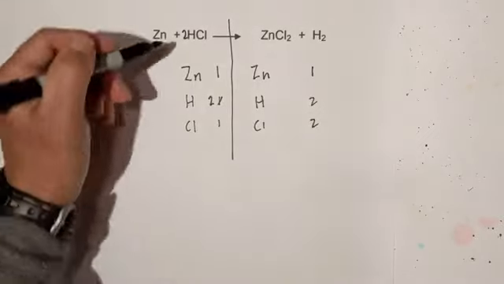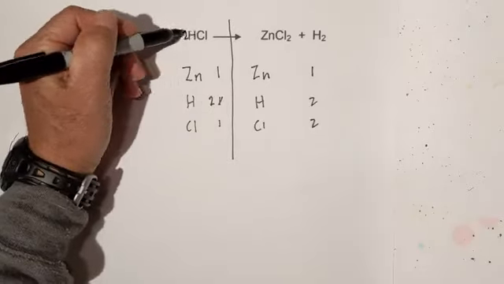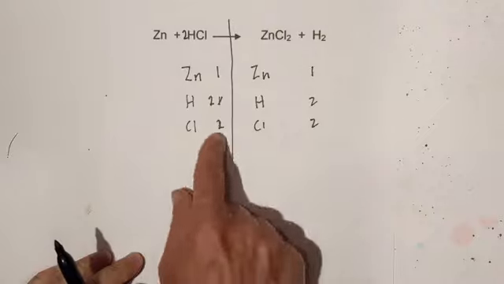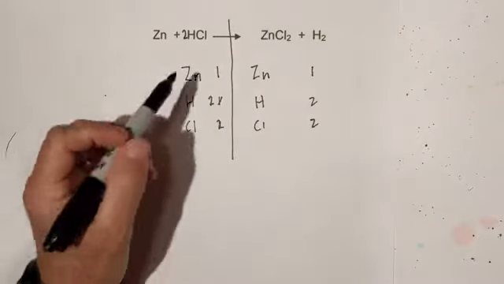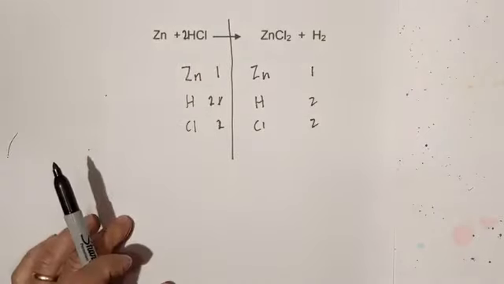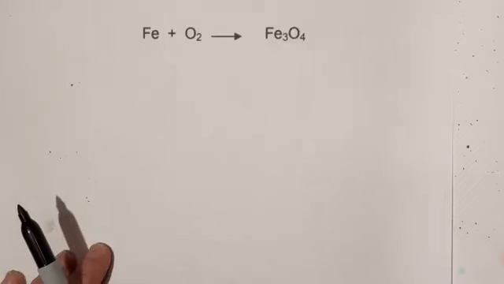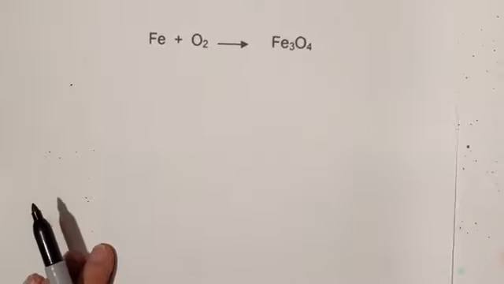But now the chlorine, when we multiply 2 times 1, we have two chlorines. And guess what? It's in balance. So there it is. All we had to do was add a 2 right there. Okay, let's work on another one. Okay, so now let's try this one.